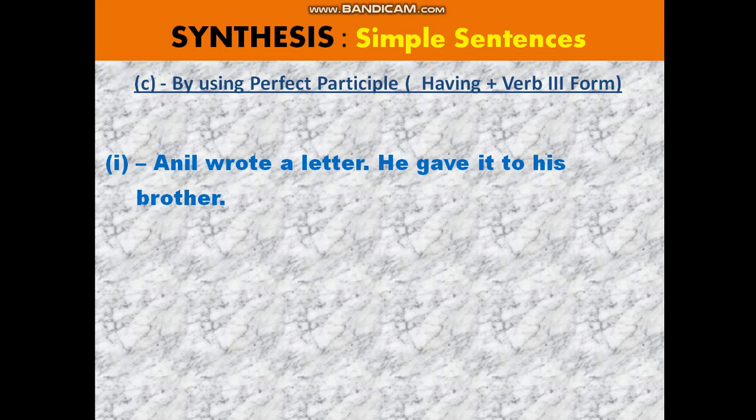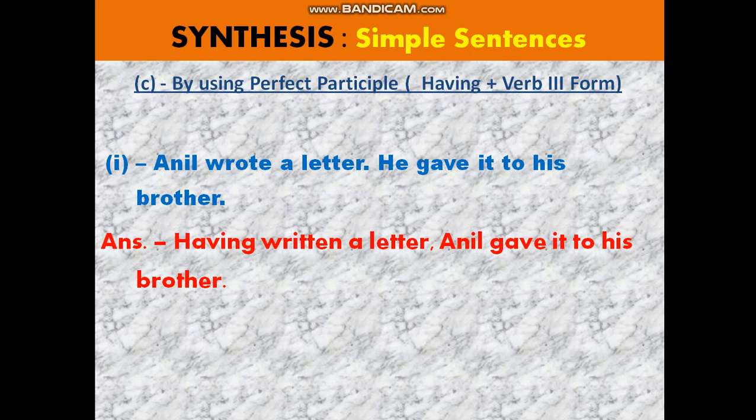Anil wrote a letter. He gave it to his brother. Here we see two works done with a time gap. There is a gap between Anil's writing a letter and then giving it to his brother. When we have a time gap, we use having plus verb's third form like this. Having written a letter, Anil gave it to his brother.